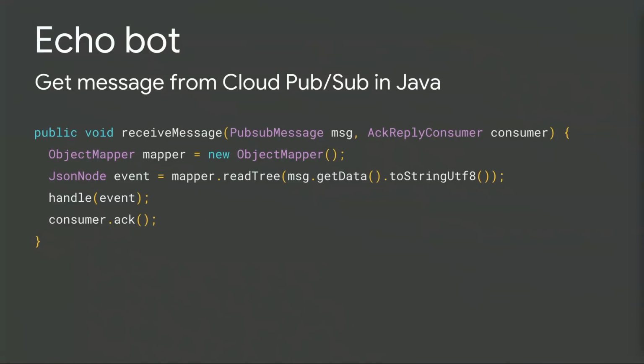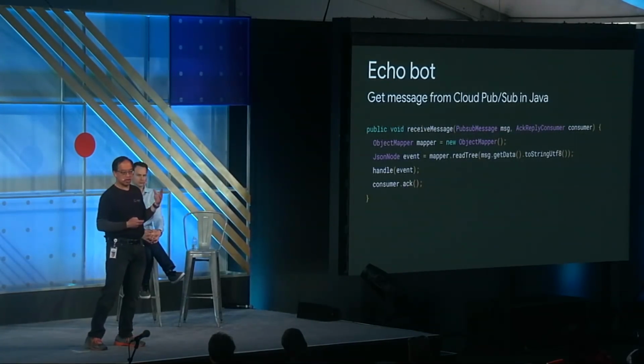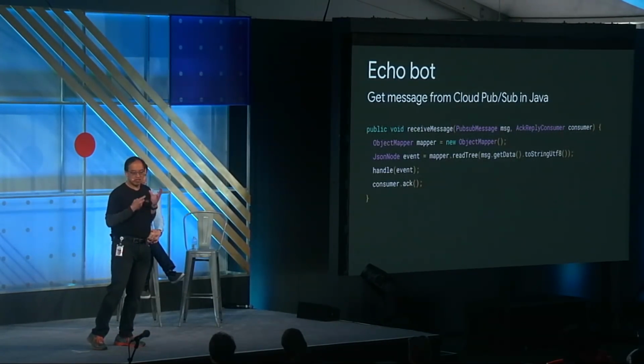So if you look over here, you can see the extra code that we added to our Java Echo bot that uses Object Mapper to convert between JSON and Java objects. It's then able to get the message from PubSub and convert it to JSON for processing. It passes that event object to the handle method that we saw on the previous slide, which then handles the message as if it was sent via HTTP post from Hangouts Chat. It doesn't know the difference. All right, so that's awesome.